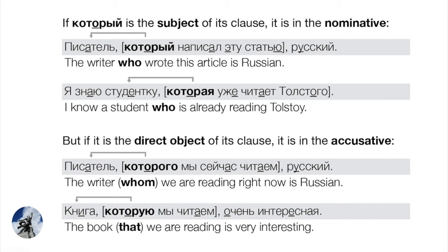Okay, let's look at a feminine example. The book we are reading is very interesting. Книга, которую мы читаем, очень интересная. Okay, we're referring back to книга, so we need a form of которая, right? We need a feminine form of который for sure, которая. Okay, but what case do we need? Well, let's analyze. Мы читаем blank. We are reading blank. Okay, so it's clear we need a direct object. Accusative case, so которая becomes которую.